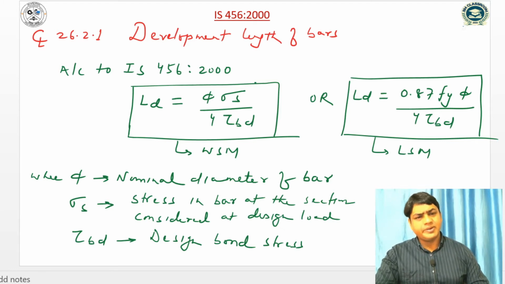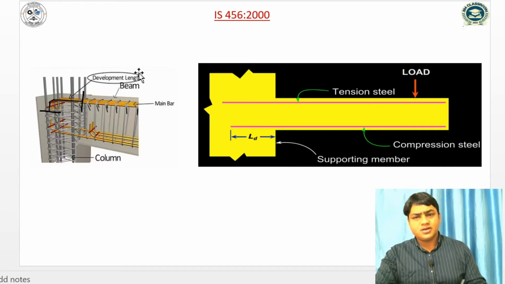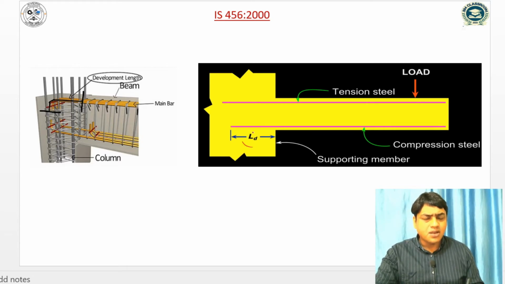Similarly, according to the limit state method, the expression of the development length is 0.87 fy phi by 4 tau bd, and this is the development length. Here we can see that this portion is the development length, which is embedded in concrete. So this portion is called the development length.